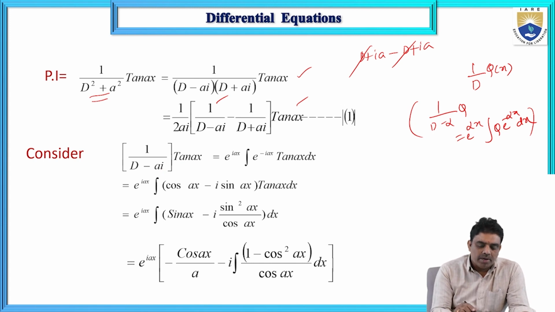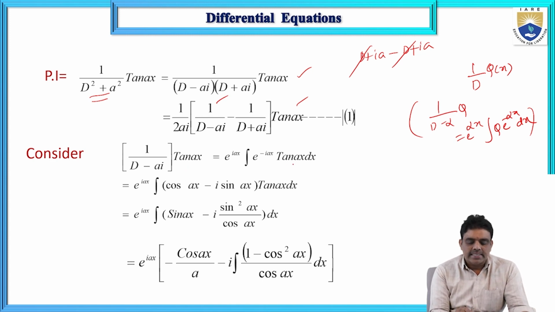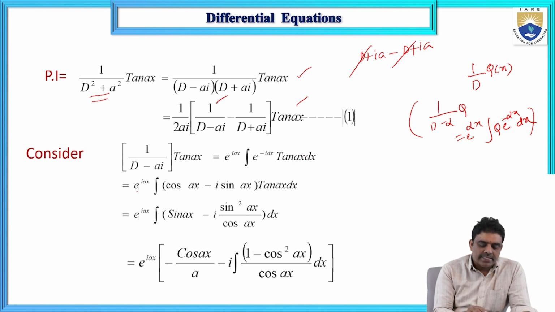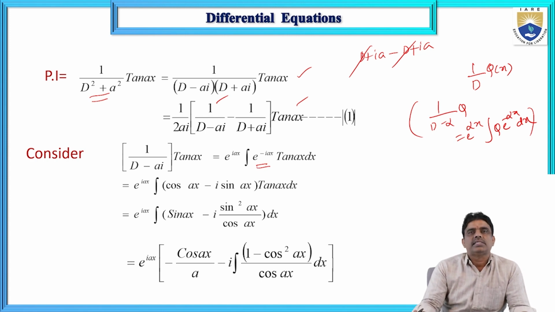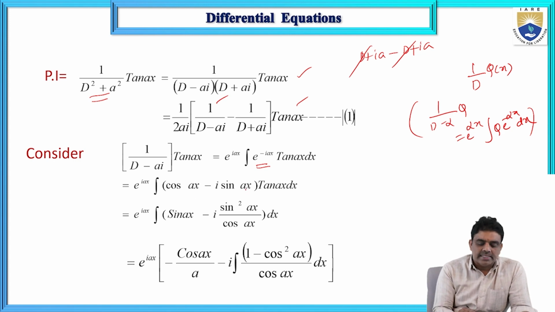So, what will be the formula? e power iax, alpha means ia, into integral e power minus iax into tan ax, which is Q of x, into dx. That is e power iax into integral e power minus i theta notation. That can be written as cos theta minus i sin theta. Here it is cos ax minus i sin ax into tan ax.